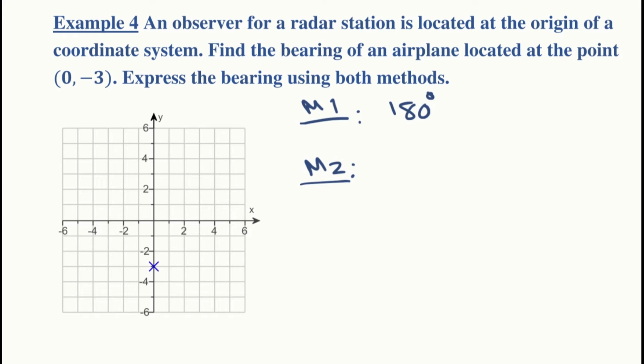So we have two possible answers. If we're going to use the second method, we can say south 0 degrees east or south 0 degrees west. They will be equally correct because you're just saying, hey, it's right below you. It's at the south direction. It's exactly south of the radar station, which is located at the origin. And that's basically how you would approach that.